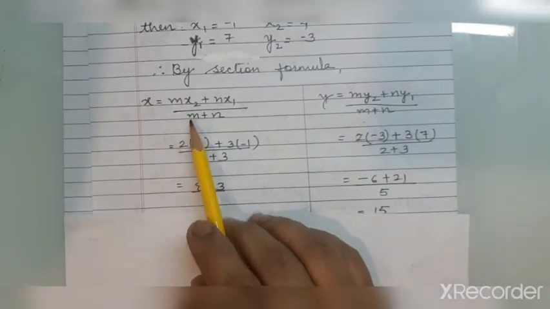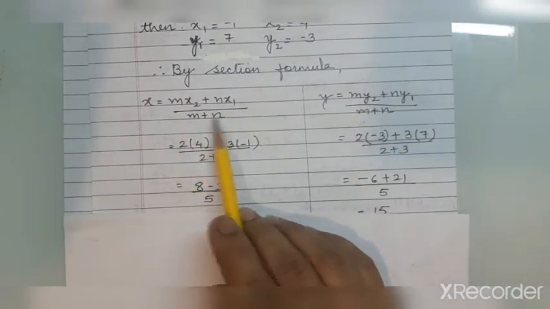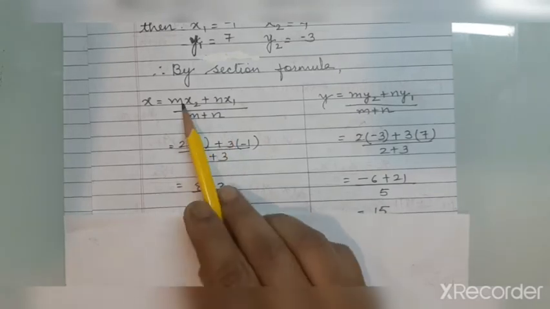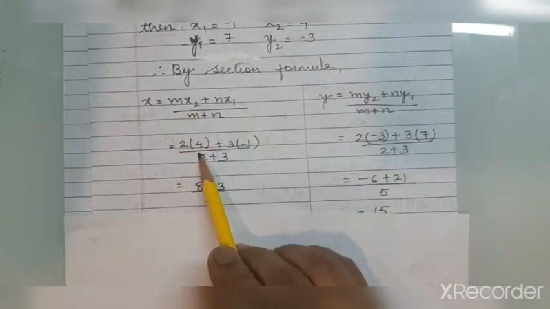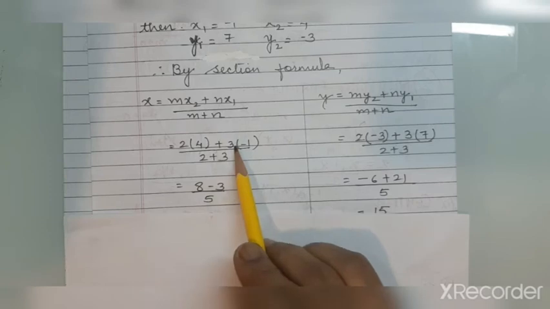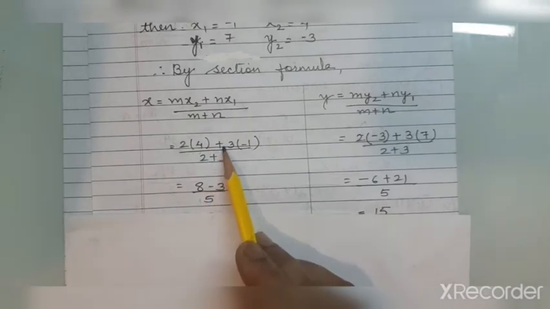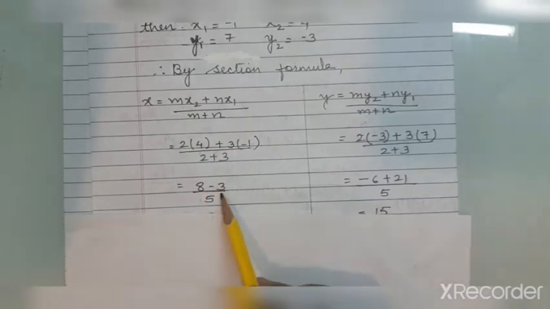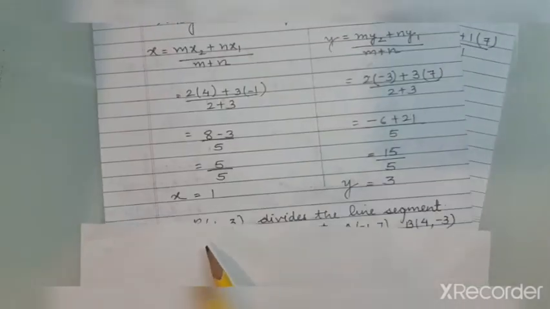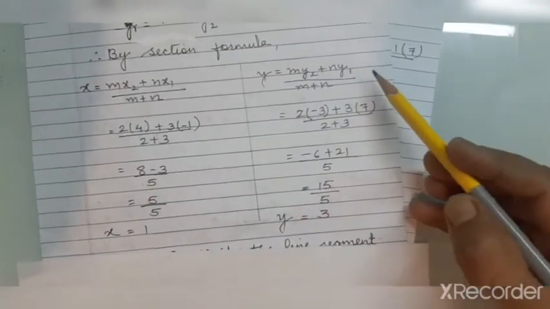So the x formula we will write: mx2 plus nx1 upon m plus n. We substitute m as 2, x2 as 4, plus n as 3 and x1 as -1, upon 2 plus 3. Okay, 4 twos are 8 plus 3 into minus 1 is minus 3, upon 5. 8 minus 3 is 5, upon 5, that is 1. Similar way we solve for y.